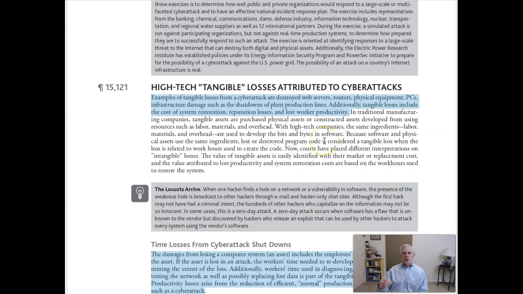And then let's just start touching on a few topics that we're going to put together in an example in just a minute. When you're looking at cyber attacks, there are tangible and intangible losses going on. Examples of tangible losses from a cyber attack are destroyed web servers, routers, physical equipment, personal computers, and so forth. So actual physical objects that have been destroyed because of the cyber attack.